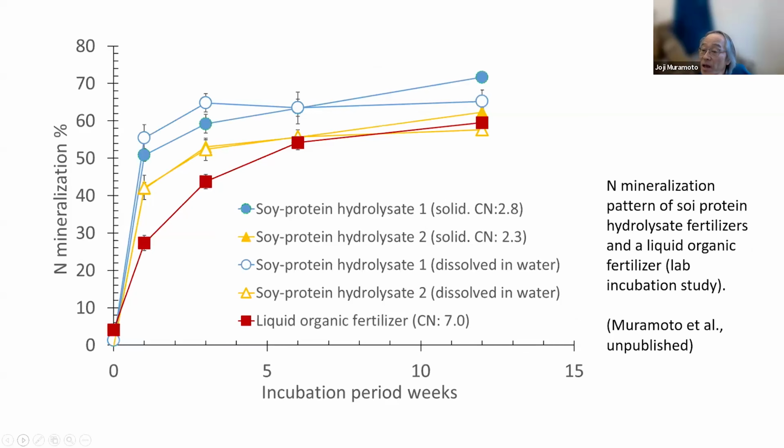And this is relatively new work in our lab showing soy protein hydrolysate mineralization in the soil. We tested two kinds of product and either applied the powder or dissolved it in water. We compared them, and the mineralization rate was about 60%.